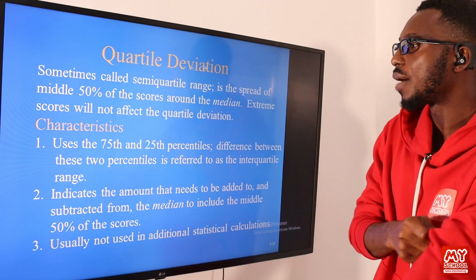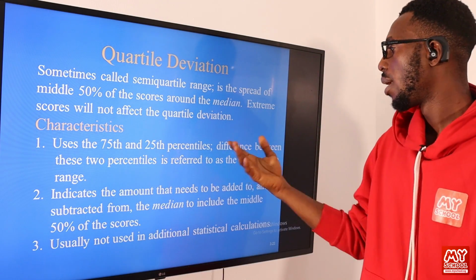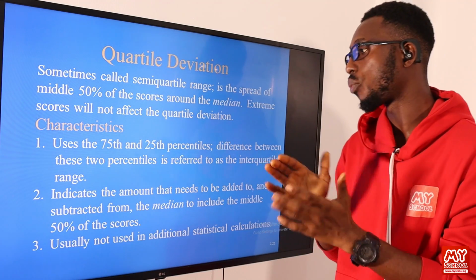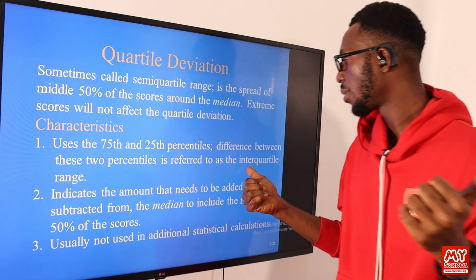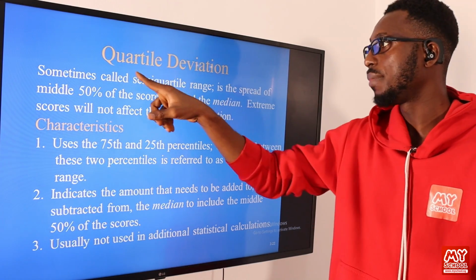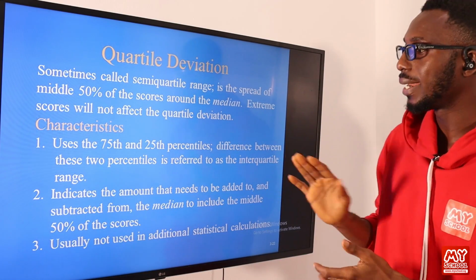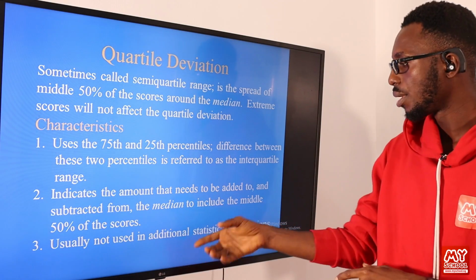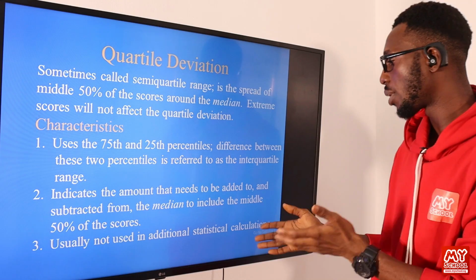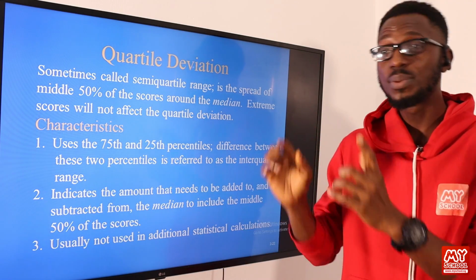Characteristics: it uses the 75th percentile, which is the upper, and the 25th percentile, which is the lower. The difference between these two percentiles is referred to as your interquartile range. The average of this will now give you your semi-interquartile range or your quartile deviation. It indicates the amount that needs to be added to and subtracted from the median to include the middle 50% of the scores. Thirdly, it is usually not used in additional statistical calculations. Okay, these are some characteristics. Let's move ahead.